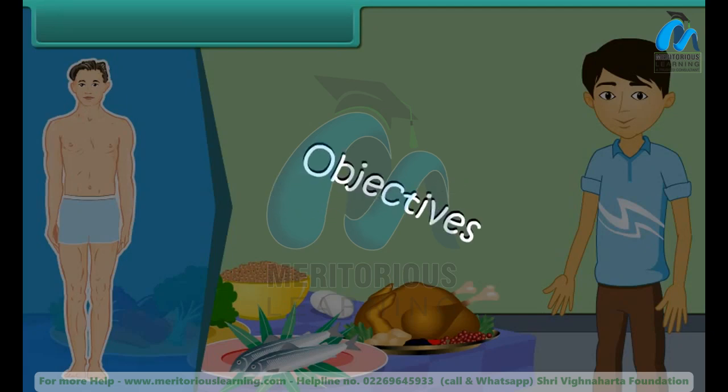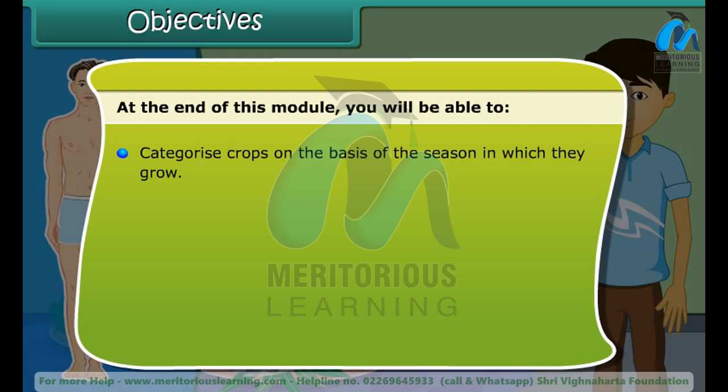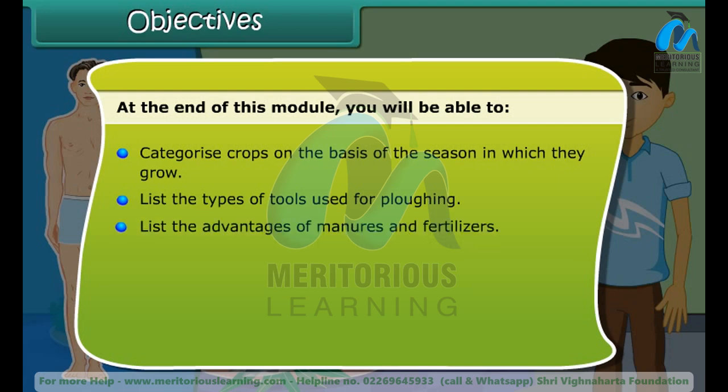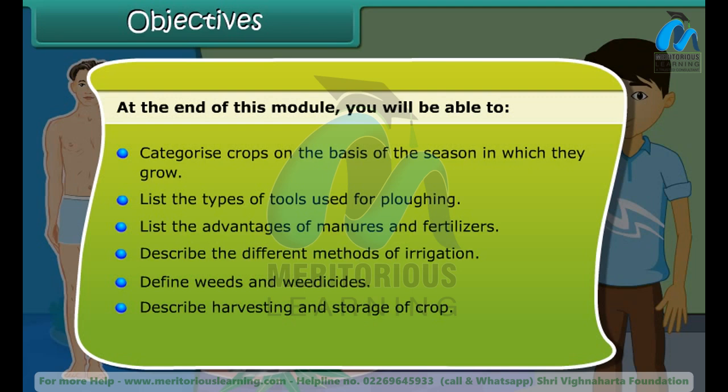Objectives. At the end of this module, you will be able to categorize crops on the basis of the seasons in which they grow, list the types of tools used for plowing, list the advantages of manure and fertilizers, describe the different methods of irrigation, define weeds and weedicides, describe harvesting and storage of crop, and explain animal husbandry.